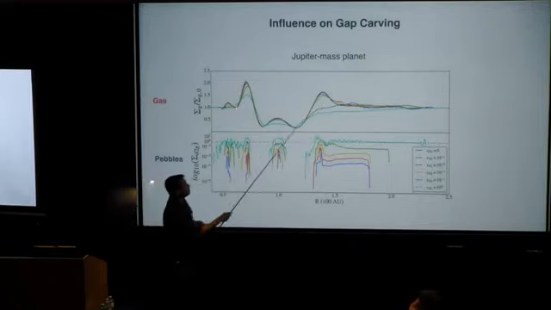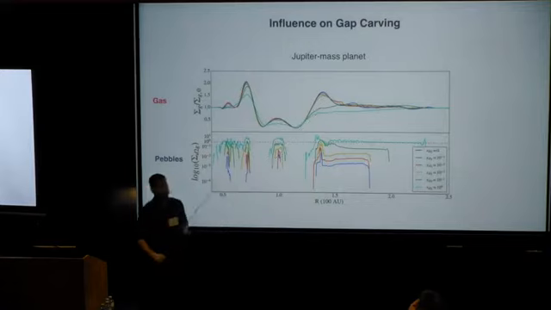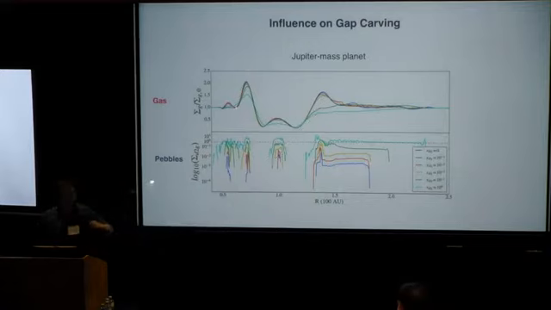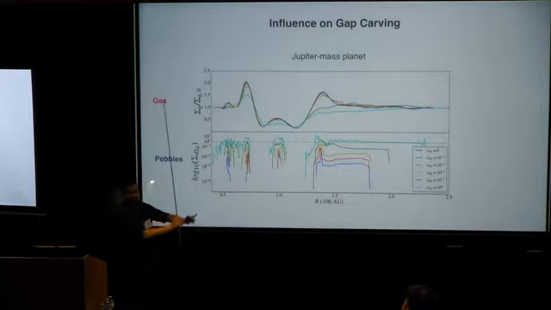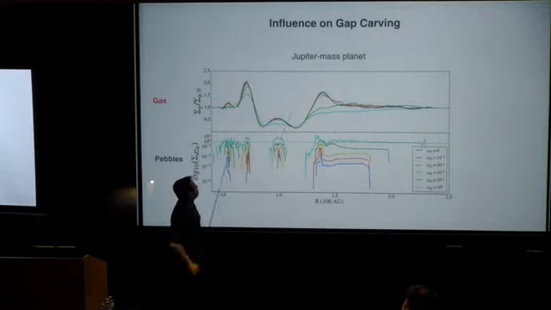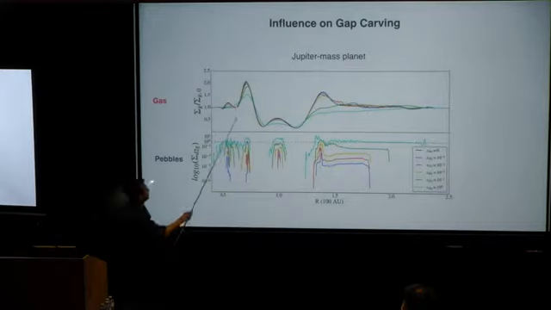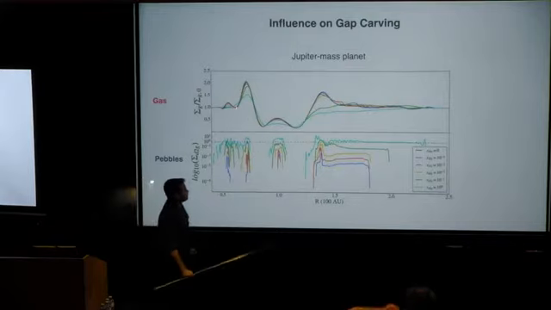As you go here to 10 to the minus 1 and dust to gas ratio 1, you see that the outer edge is changed, right? It will be flattened out. That happens because as dust drifts inward, the gas has to move out, right? So that will change the wall here of the gap. The same thing is happening in the inner one too, but it's more pronounced in the outer.